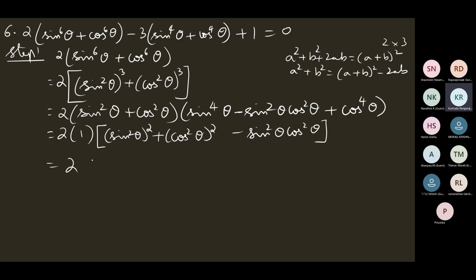So this is going to be 2 into a square plus b square is a plus b the whole square. So tell me what is a plus b the whole square, children? Now here I'm reading sine square theta the whole square as a square, and cos square theta the whole square as b square. So a square plus b square is what? A plus b the whole square minus 2ab. So tell me in terms of sine and cos here, what is a plus b the whole square? Sine square.